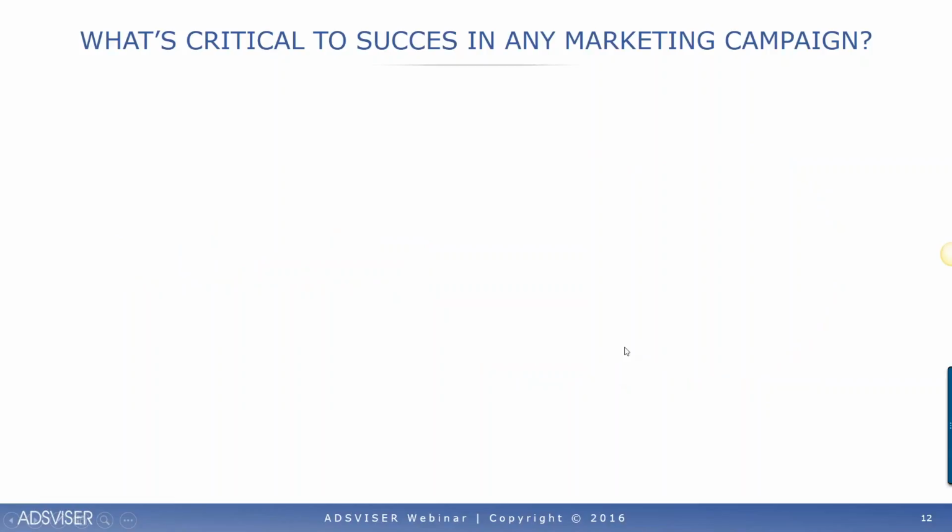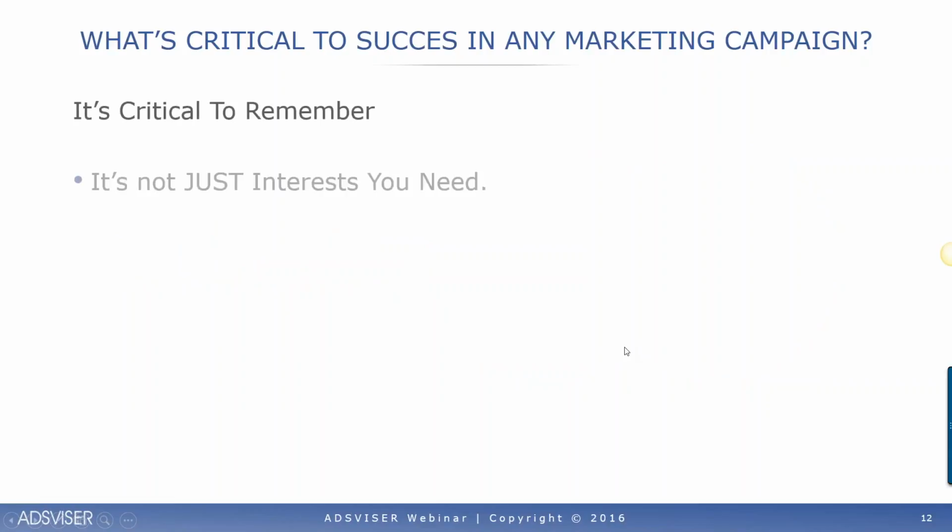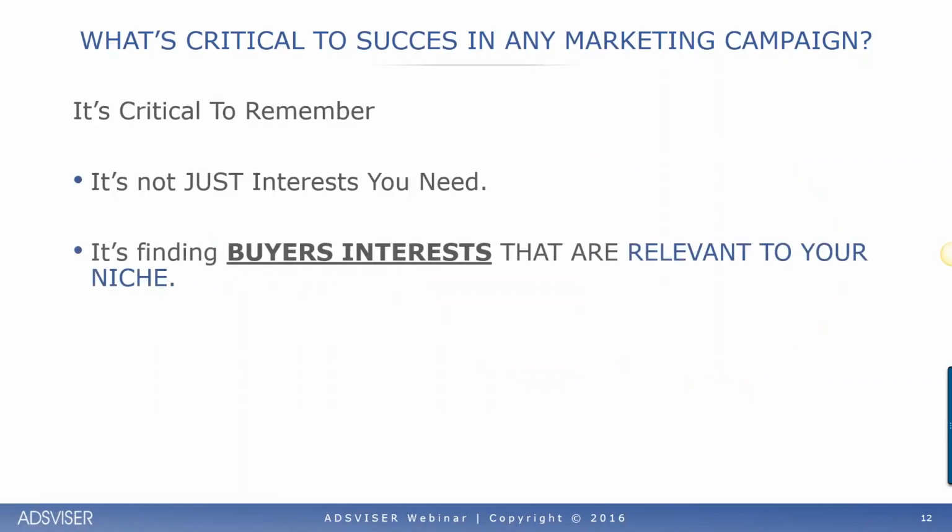So what we need to do to stand out is, it's critical to remember, it's not just interests that you need. And I know I'm repeating myself, but we need to stand out, okay? So it's finding buyers' interests that are relevant to your niche that we need to find. And I'm going to show you what the sweet spot is exactly in a second. So I just want to get this across to you guys: it's buyers' interests. What you've done with that very phrase is you've gone from 99% to 1%, because your competition are targeting interests. You, as an A-class elite marketer, need to target buyers' interests, okay? And that's exactly what we're going to show you with the method that we've got.